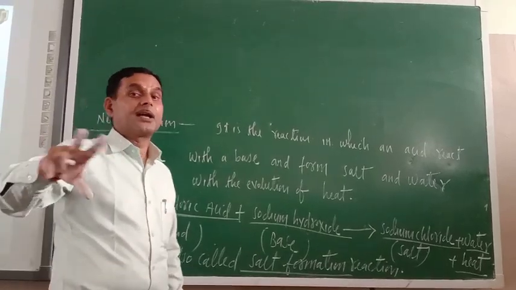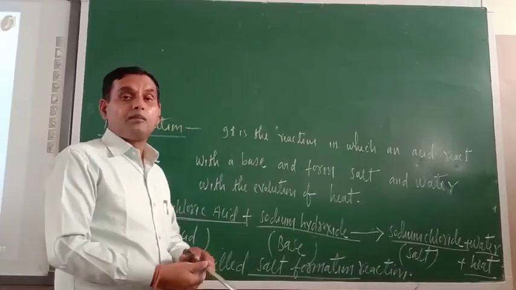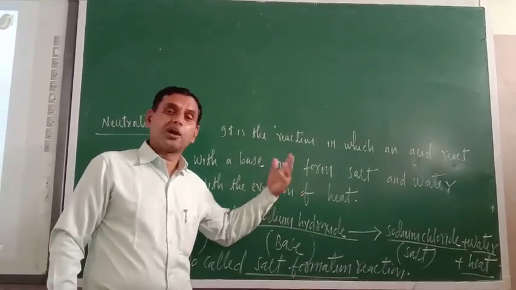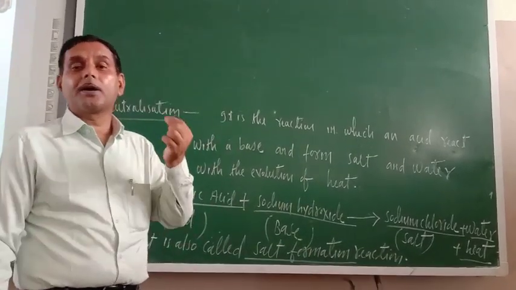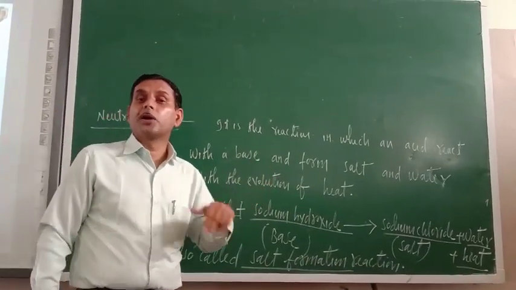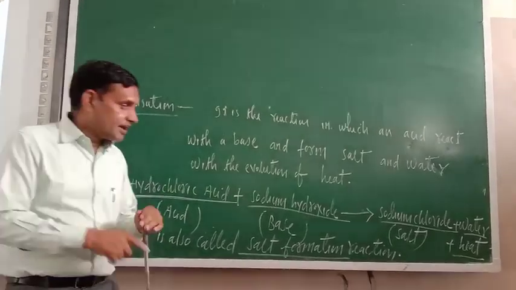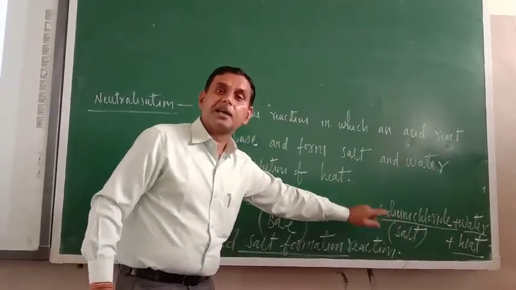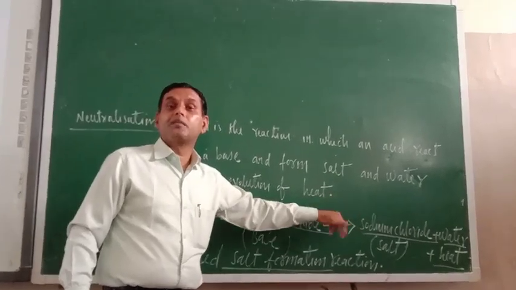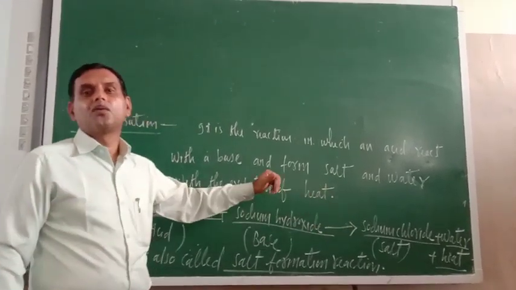methyl orange's original color is orange, but after the neutralization reaction, if you add one drop, it will change into yellow, since here salt is formed, and salt is the neutral substance.